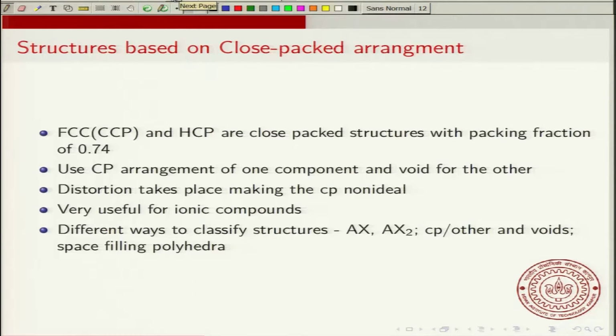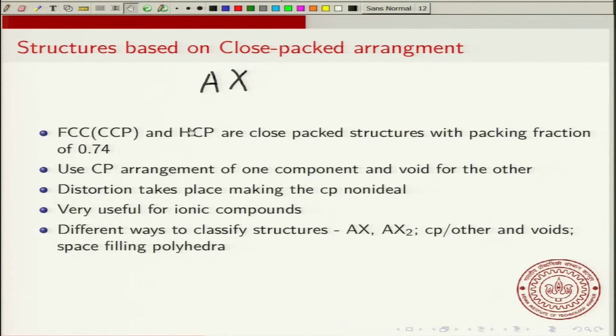So, now we will be looking at a lot of structures based on a close packed arrangement. Most of the structures that I will be talking about today are based on a close packed arrangement, not all of them. As we already know, the cubic close pack and the hexagonal close pack are close packed structures with packing fraction of 0.74. The idea is that we have a binary compound, something like AX, and what we are going to do is use a close packed arrangement of one component and use voids for the other component. So maybe A will be in a close packed arrangement and X will be in the voids. We have already seen the voids in FCC and HCP.